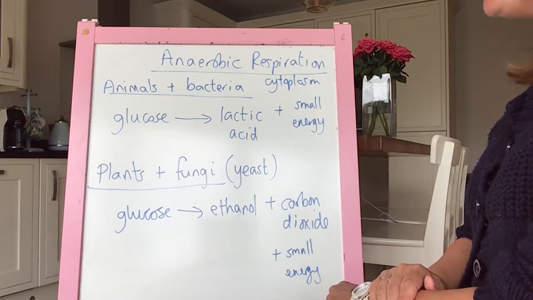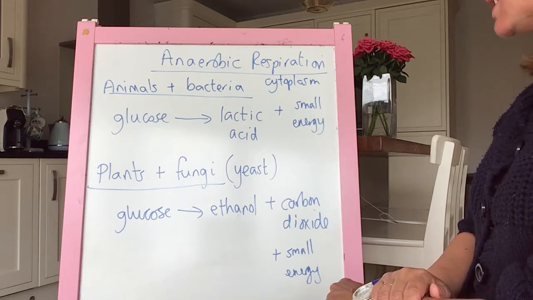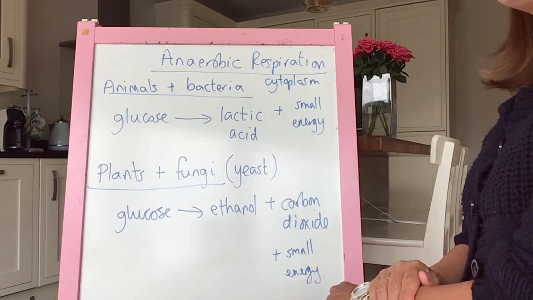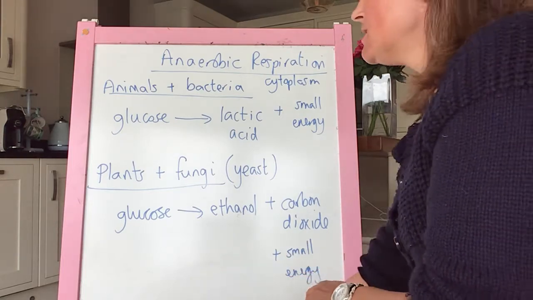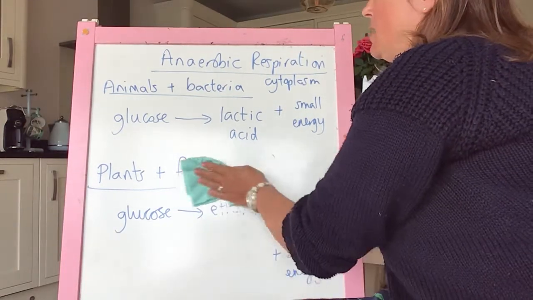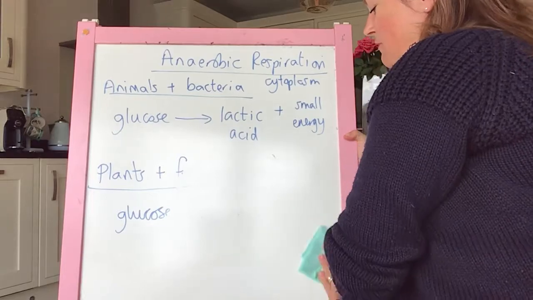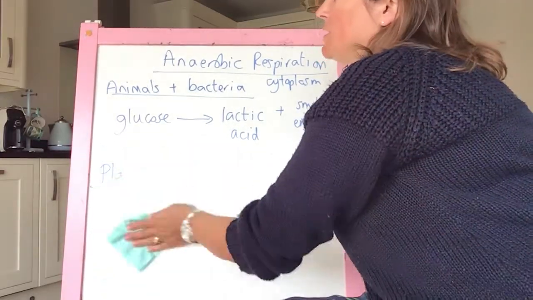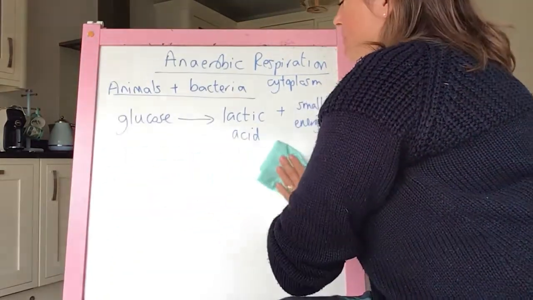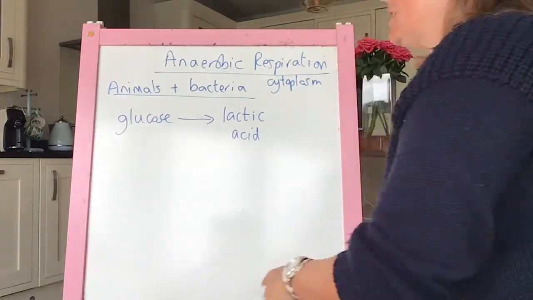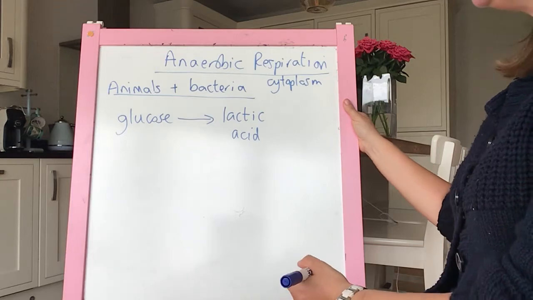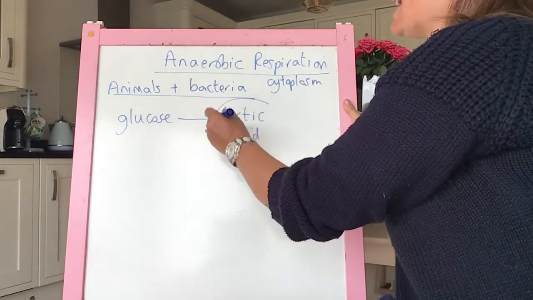There's one other thing that we need to look at from GCSE, and that is the oxygen debt. I don't know if you remember that. All right, so let's just rub off the plant and fungi one because there's no oxygen debt there. Okay. So in anaerobic respiration for animals and bacteria, we produce lactic acid.